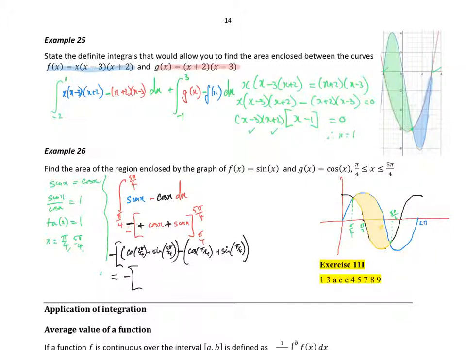Now cos of 5 pi on 4, where are we? We're in the third quadrant, where cos is negative. So I get negative root 2 on 2, sine of 5 pi on 4 is negative root 2 on 2, minus cos of pi on 4, which is root 2 on 2, sine of pi on 4 is root 2 on 2. So negative 2 root 2 on 2, which is negative root 2, minus root 2, which is negative 2 root 2, with a negative sign out the front, which is equal to 2 root 2. Yeah? So a quick check of that on our CAS.